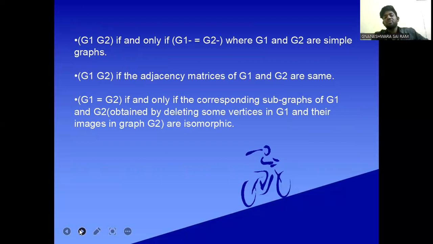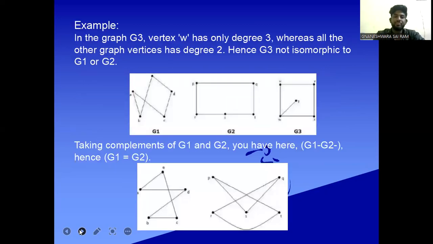G1 is equal to G2 if and only if the corresponding subgraphs of G1 and G2, obtained by deleting some vertices in G1 and their images in G2, are isomorphic. Example: in the graph G3, the vertex W has degree 3, whereas all the other vertices have degree 2. Hence, G3 is not isomorphic to G1 and G2. Taking components of G1 and G2, we see that G1 is equal to G2.